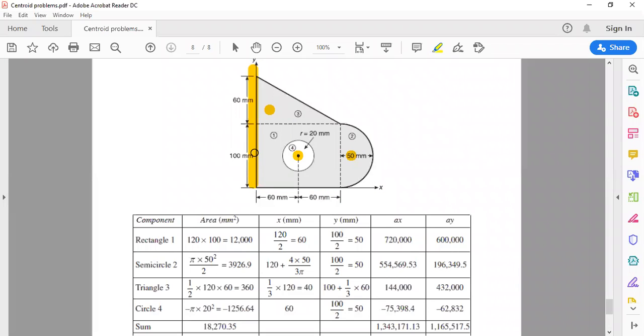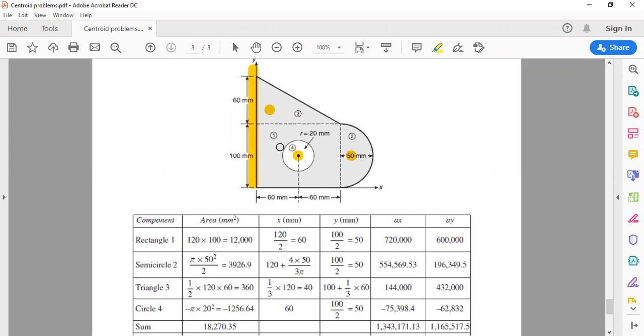From this axis, 120 mm will get me to the diametrical axis of the semicircle. So it is 120 plus the distance between the diametrical axis of the semicircle and the CG. We have derived it, that is 4r by 3 pi, where r is 50. So you will be calculating the distance 120 plus 4r by 3 pi, which will give you the x bar of the semicircle.